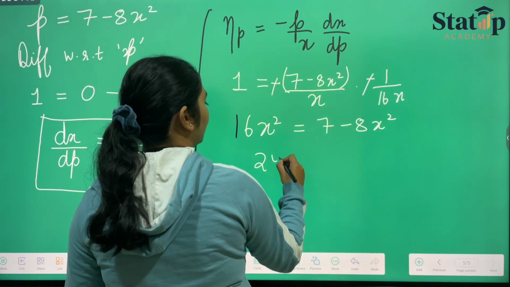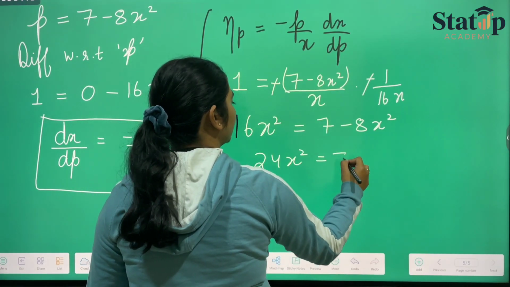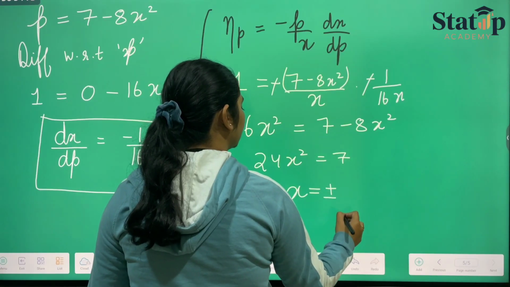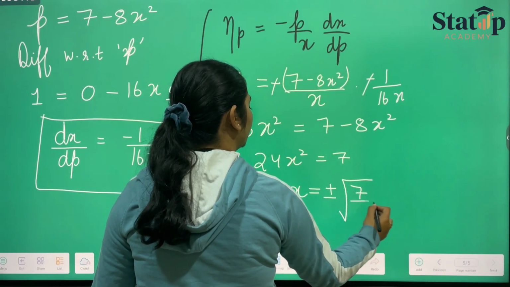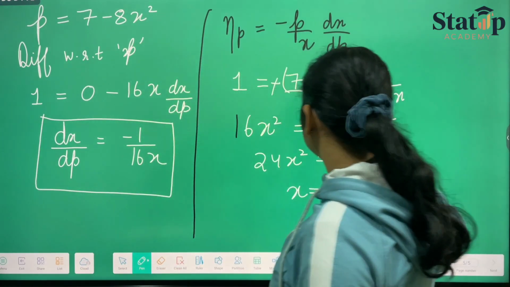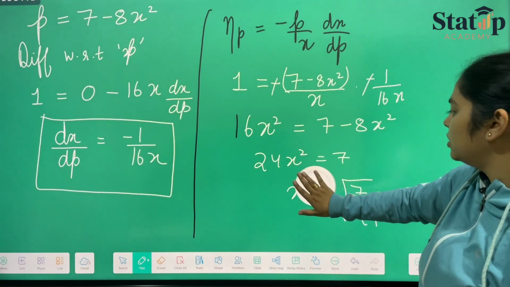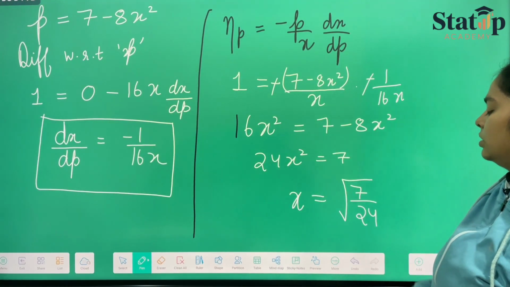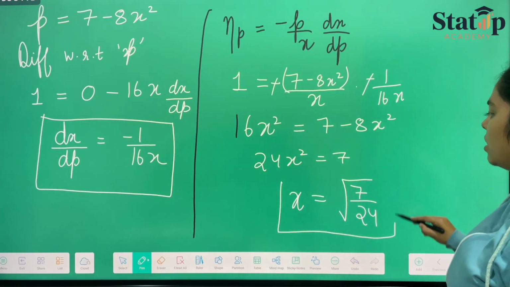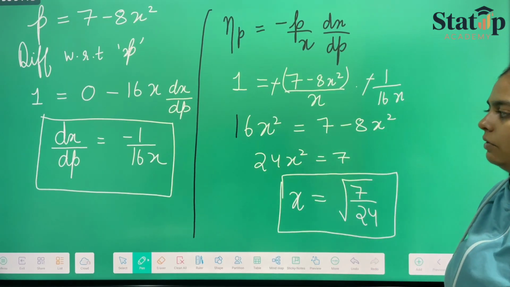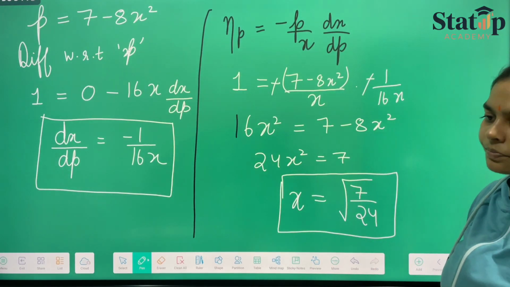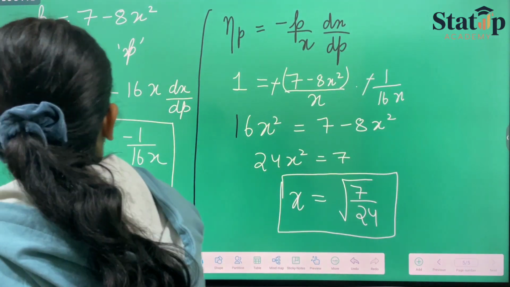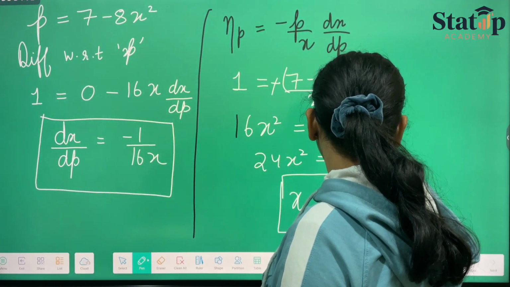This will be 24x square equals 7, and x has the value of plus minus under root 7 upon 24. But here the minus sign will vanish because there is only one value of demand, which can be positive. So our value of x is under root of 7 by 24. This is the answer. And this question was of 10 marks in the PYQ.